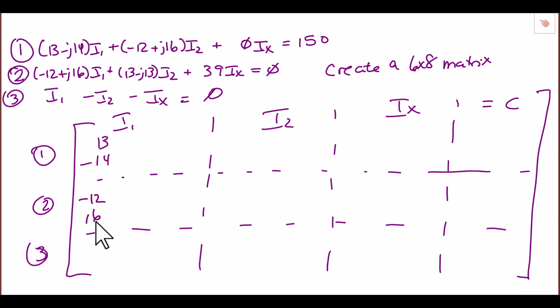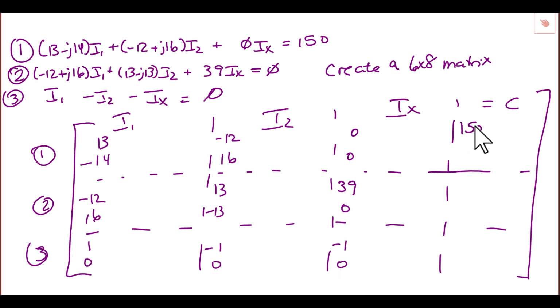So our first column represents the first complex numbers. So it's 13, negative 14, negative 12, 16, and 1, 0. Our second column represents the coefficients on I2. Negative 12, 16 for equation 1, 13, negative 13 for equation 2, negative 1, 0 for equation 3. And our third column would be 0, 0, 39, 0, negative 1, 0. And the fifth column would be 150, 0, 0, 0, 0, 0.